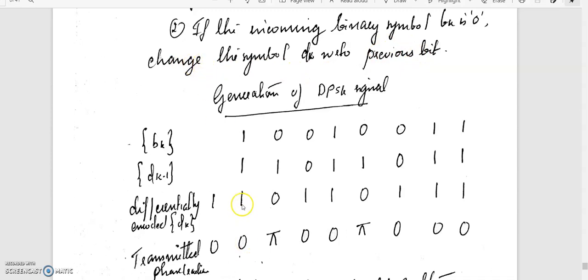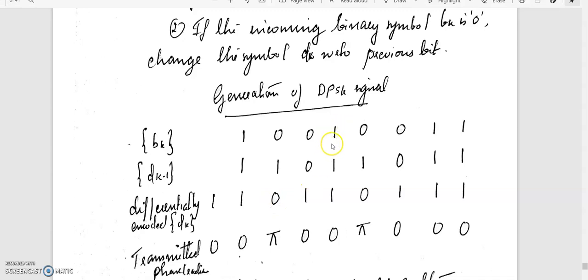Now your binary symbol is 0, and your previous differential encoded bit was 1. So you have to change it, so you have 0. Now again your binary symbol is 0. 0 means you have to change it. Your previous encoded bit was 0, so you have to change to 1.